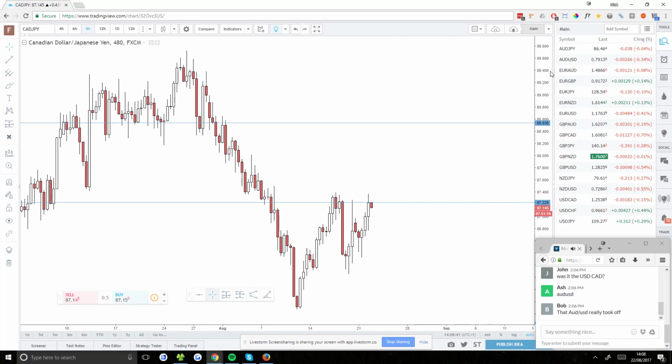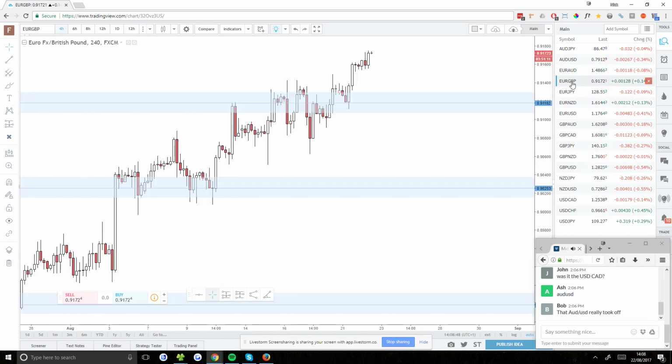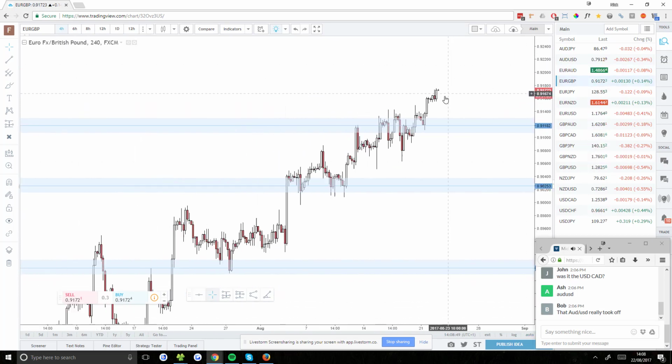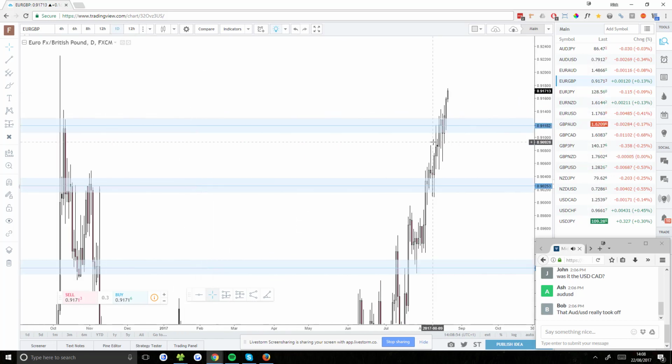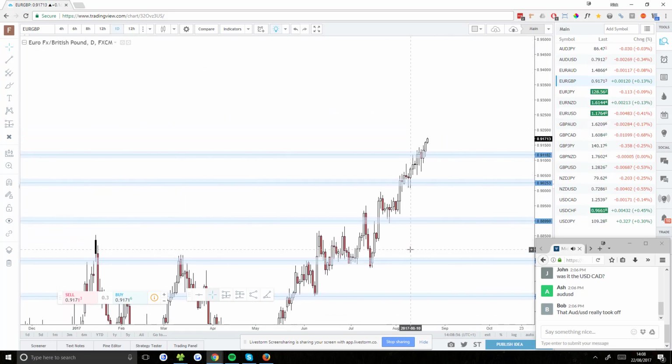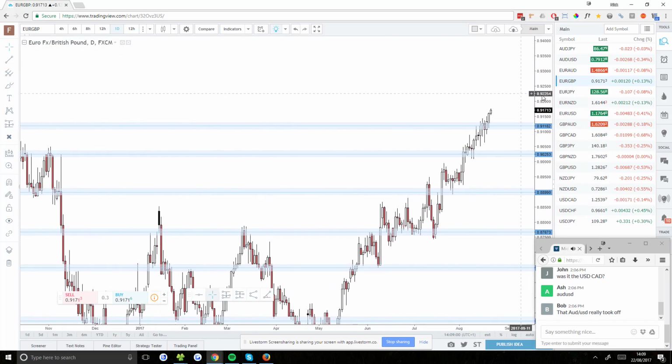CAD-JPY, I don't even know why I have this pair open. I'm going to close that. Euro AUD, it's in between support resistance. So yeah, same deal. Euro GBP, that one's continuing up, isn't it? This one's not going to stop. The pound is just being destroyed.